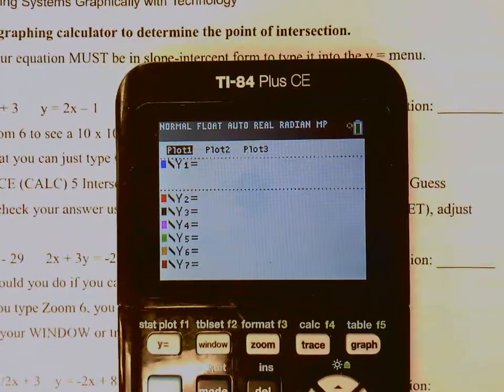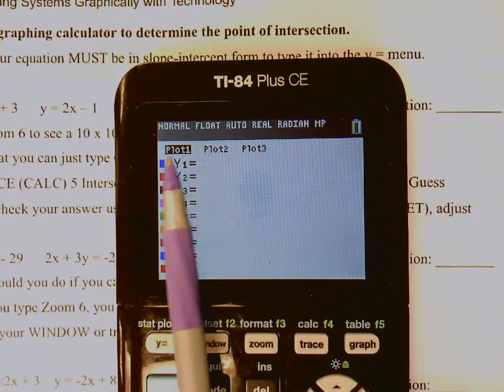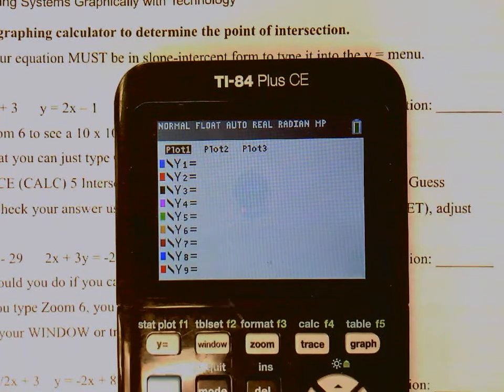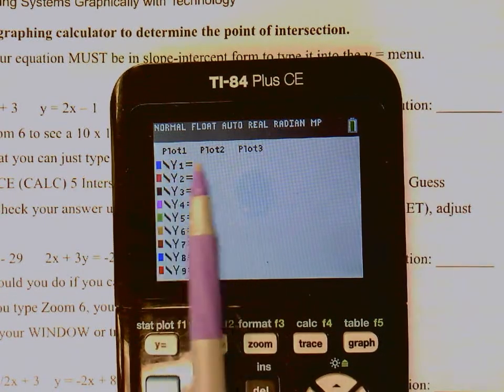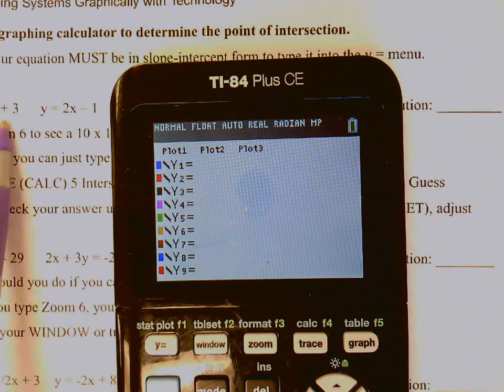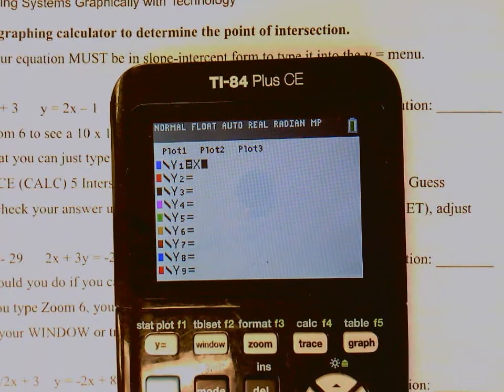So if one of your plots looks like that, you don't want scatter plot on, so you just arrow up, hit enter, and turn it off. So none of the plots should be turned on. So you should have clear y equals menus to type in your two equations, y equals x plus 3, and the other equation is y equals 2x minus 1.